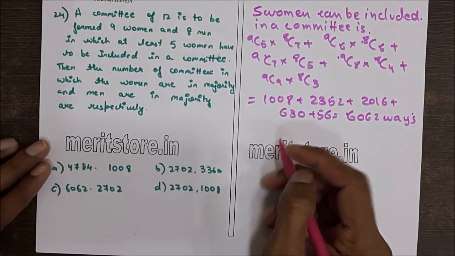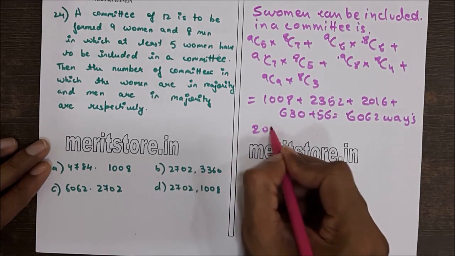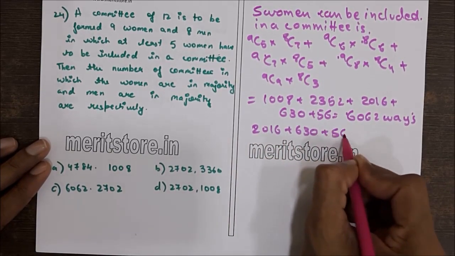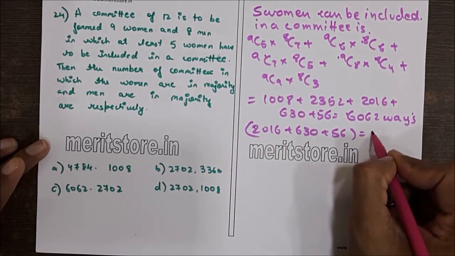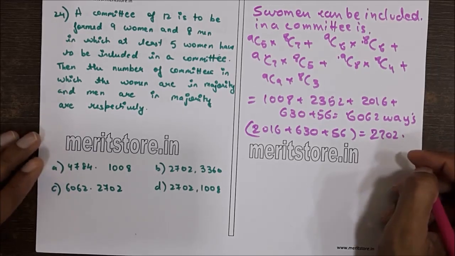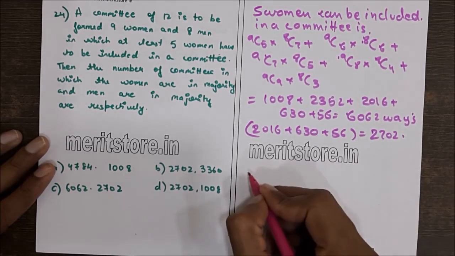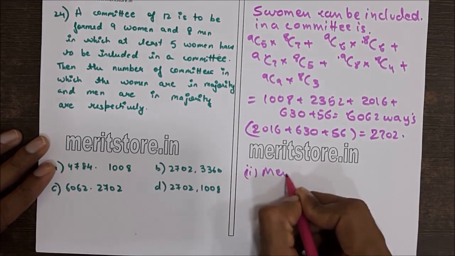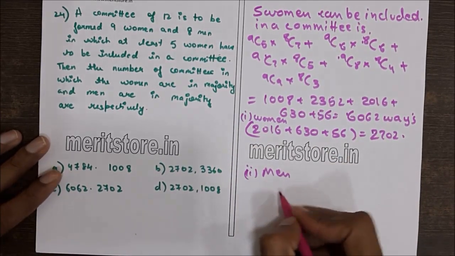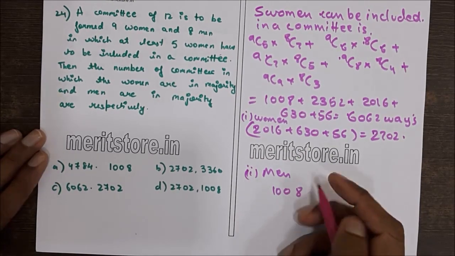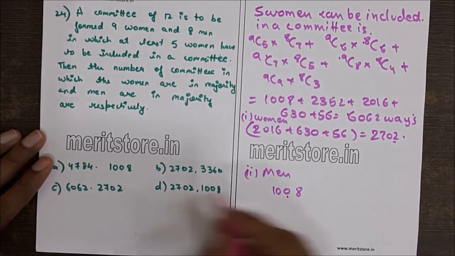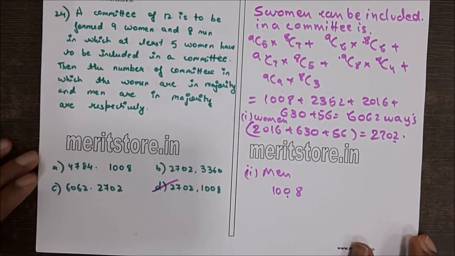So the women are in majority, so we calculate for women, that is 2016 plus 630 plus 56, which is equal to 2702. This was for women. For men in majority, it is 1008. So we have 2702 and 1008, which is our option D. Therefore option D is the correct answer.